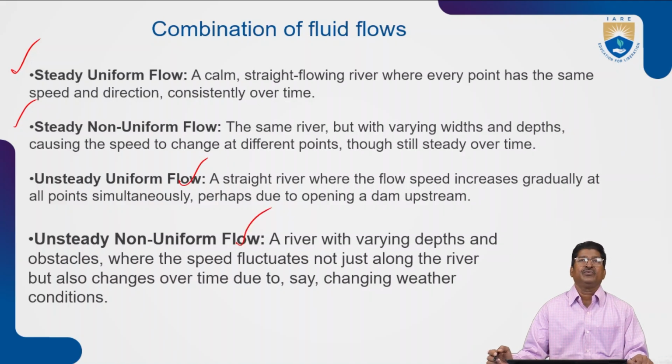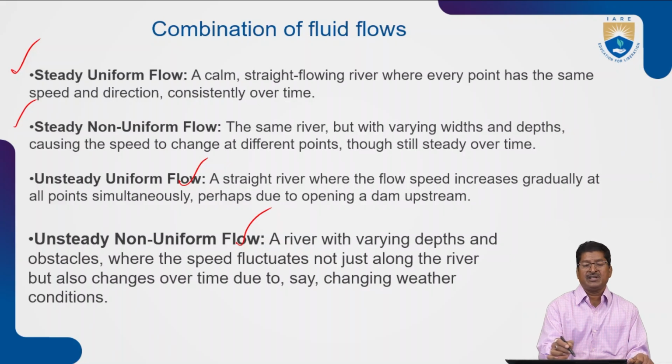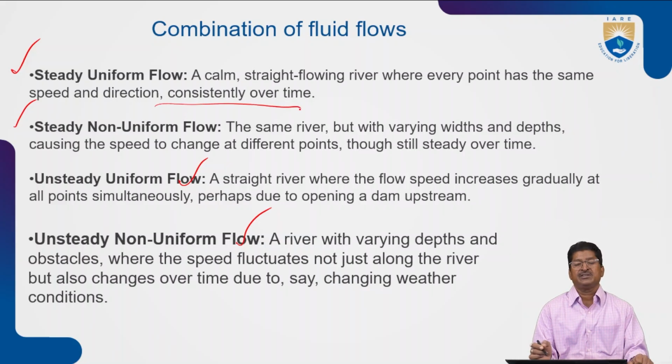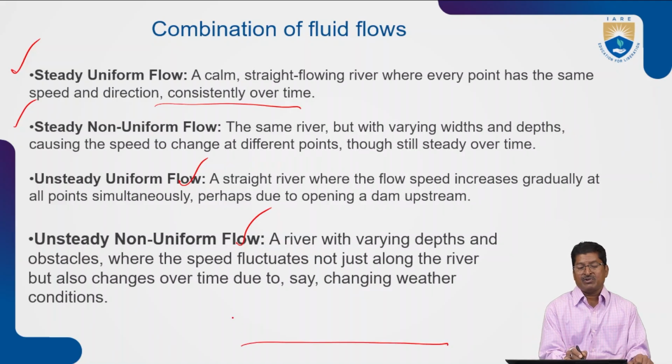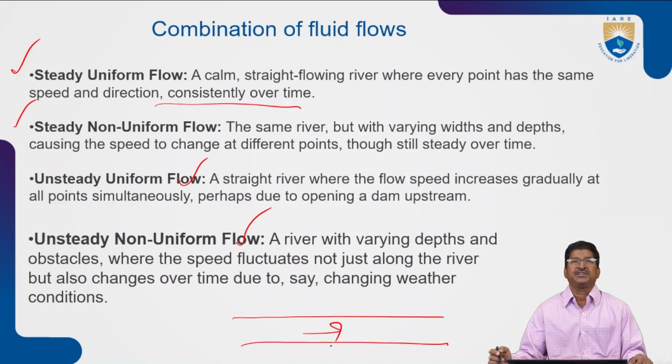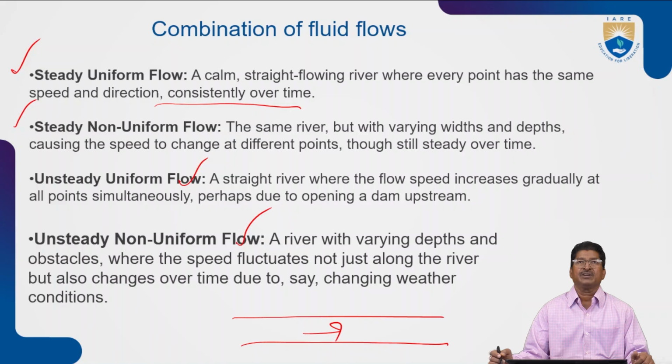Here steady uniform flow means a calm, straight flowing river where every point has the same speed and direction consistently over time. It is a river flow where the water is flowing at a constant rate, consistently over time. So after some time also, we have the same rate of flow. A calm, straight flowing river where every point has the same speed and direction, consistent over time. That is the steady uniform.